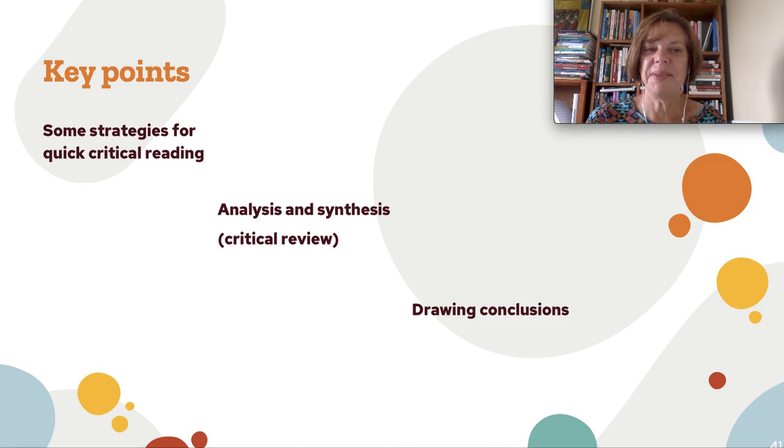Okay, so just to very quickly go over some of the key points of this video, what I've tried to show you are some quick strategies for reading and reading to analyze and synthesize. And then what I tried to show you was how these analysis statements and synthesis statements are written in a literature review. And then finally, how to draw strong conclusions. And that your strong conclusions can be written in cautious language, but they can still be firm, strong conclusions.